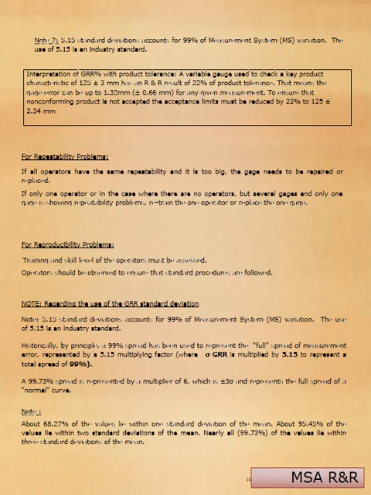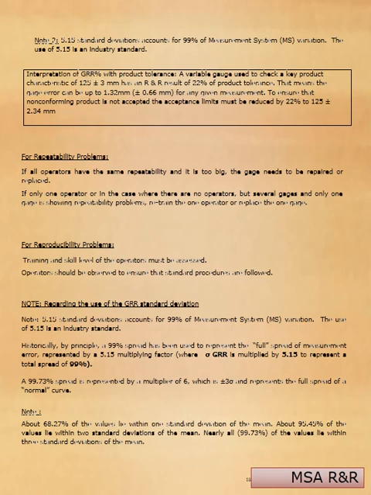Note regarding the use of GR&R standard deviation. 5.15 standard deviation accounts for 99% of measurement system variation. The use of 5.15 is an industry standard. Historically, by principle, a 99% spread has been used to represent the full spread of measurement error, represented by a 5.15 multiplying factor. A 99.73% spread is represented by a multiplier of 6, which is plus or minus 3 sigma, and represents the full spread of a normal curve.